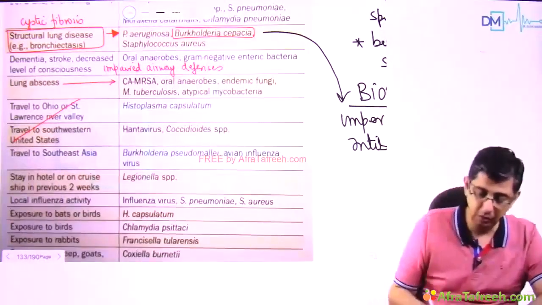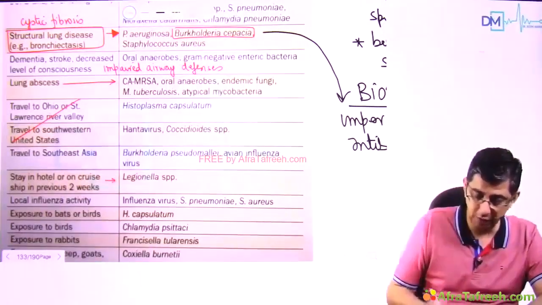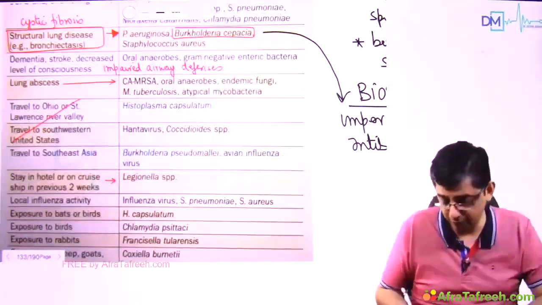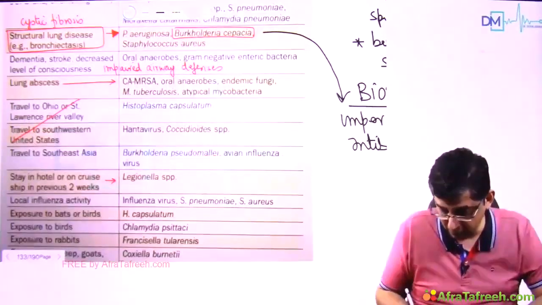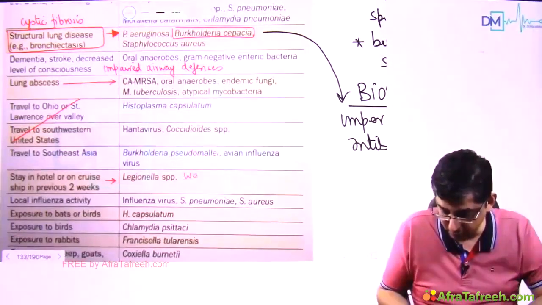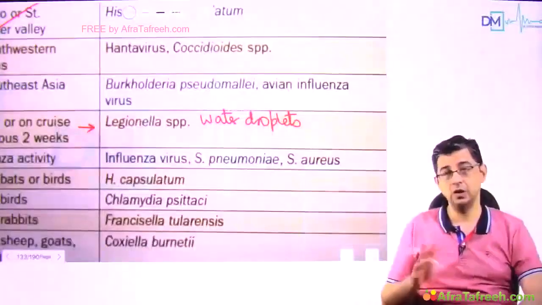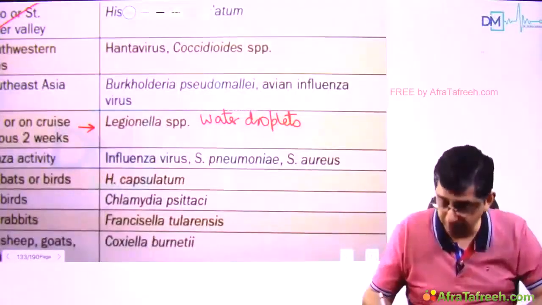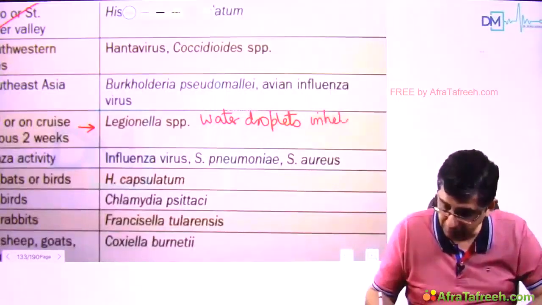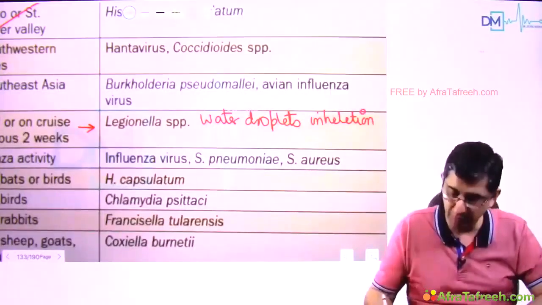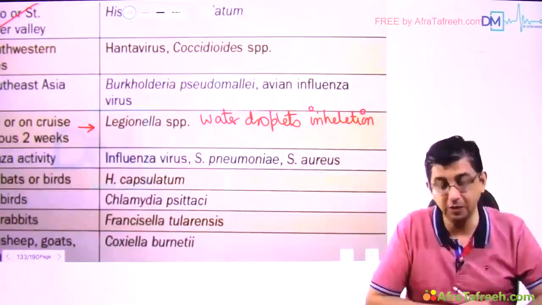But yes, stay in a hotel or a cruise ship, it is Legionella pneumophila. Legionella pneumophila is important. Why? Because this could be even water droplets which could be responsible for inhalation. Now I repeat my statement, water droplets. I mean, normally we read water for GI infections, no? Water for a pneumonia, because water droplet inhalation in this particular individual is responsible for the manifestation of pneumonia.